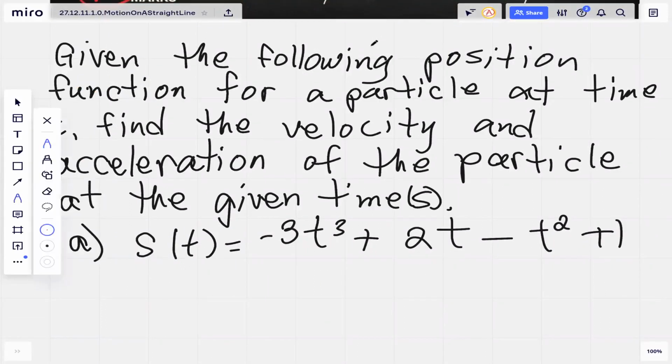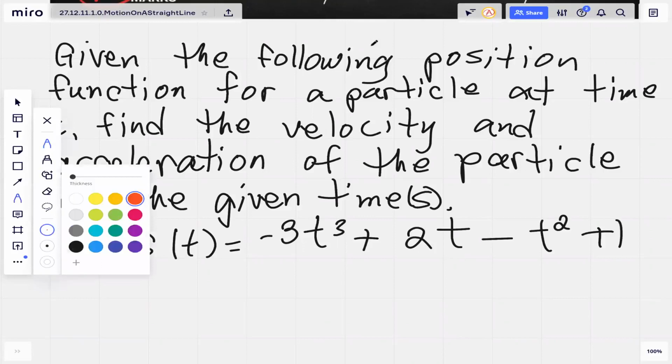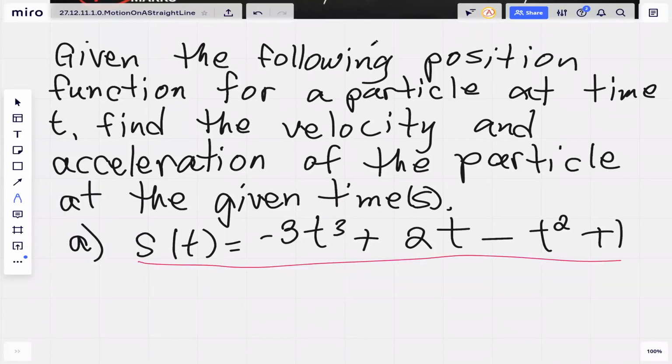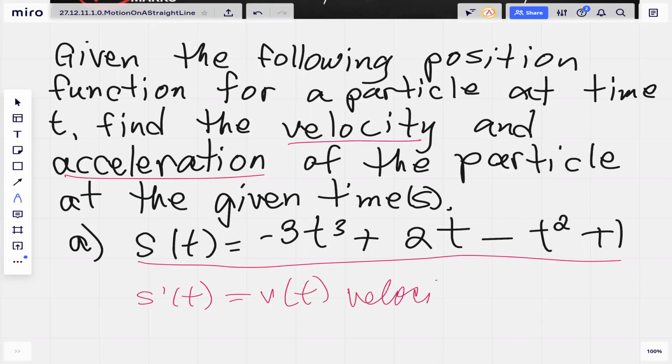In order to answer this question, we need to know the relationship between the position function and the velocity and acceleration. If we take the first derivative of the position function, we end up with the velocity. If we take the second derivative of the position, or the first derivative of the velocity, we end up with the acceleration.